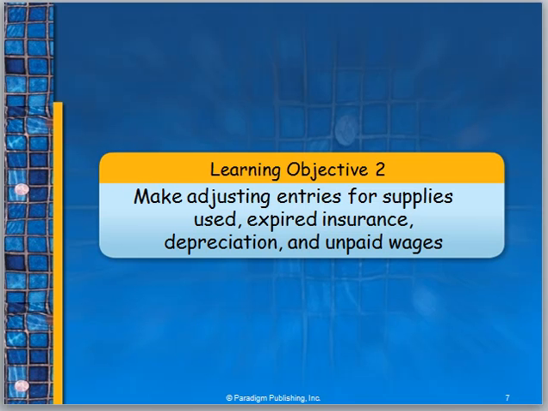So, at the end of the period, we've got to take the value of supplies out of the supplies account and transfer it to the supplies expense account. And the adjusting entry for supplies always involves a debit to the supplies expense account and a credit to the supplies account.